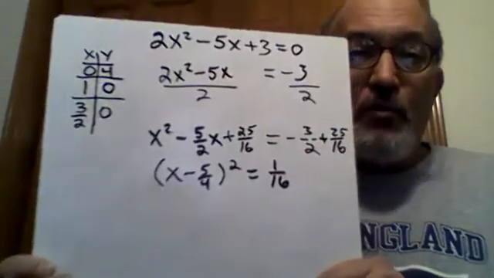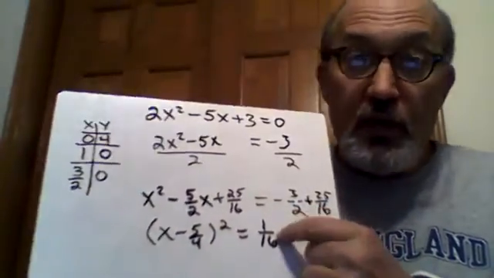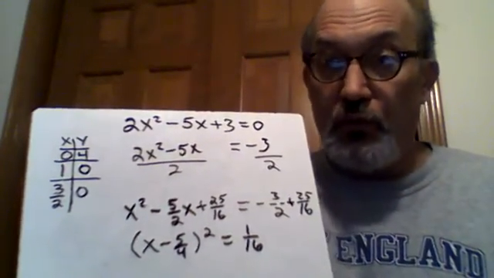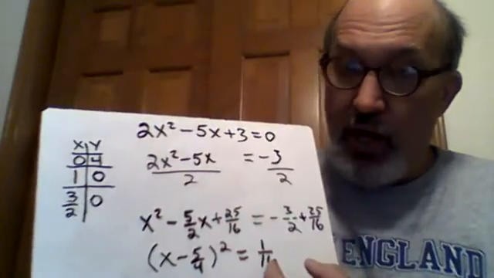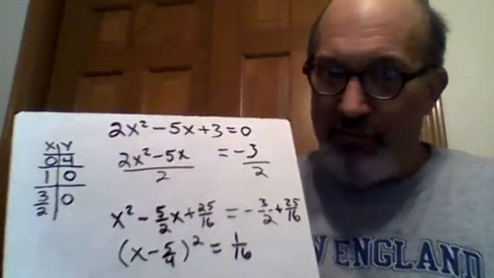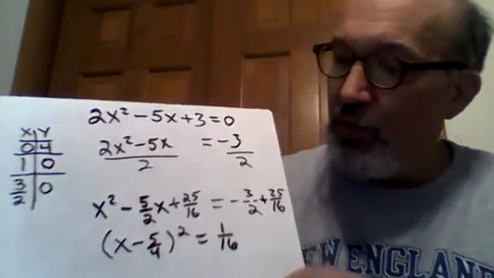So now we have a number squared equals a number. Now, this number here, 1/16, is positive. That means that there will be two real roots. We already know what they are. If you're completing the square and you get a negative number over here, then there are not any real roots to the function, and that's something we'll deal with in the future.